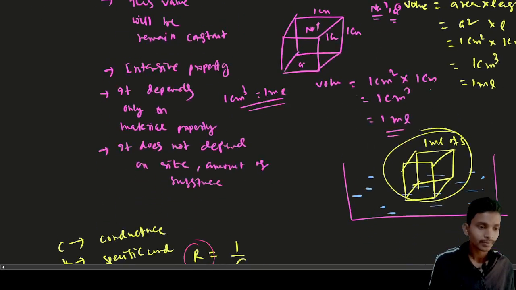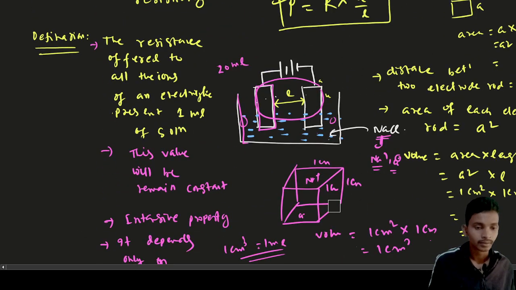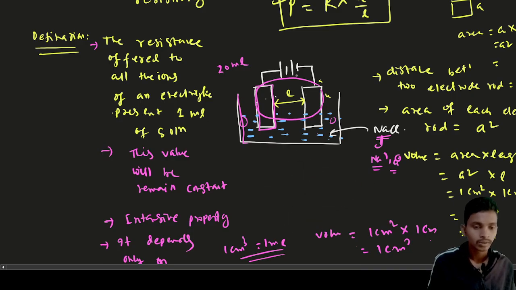So the distance between electrodes is L, and the area of each electrode is A, and this remains fixed.